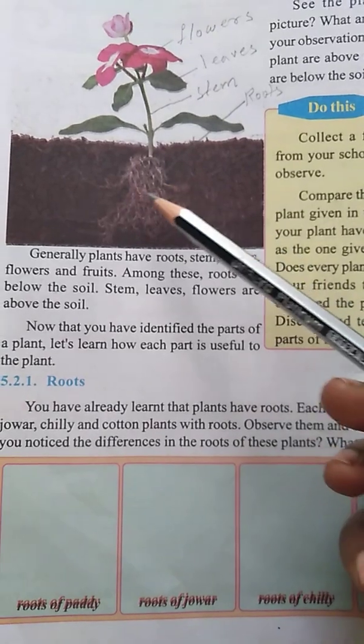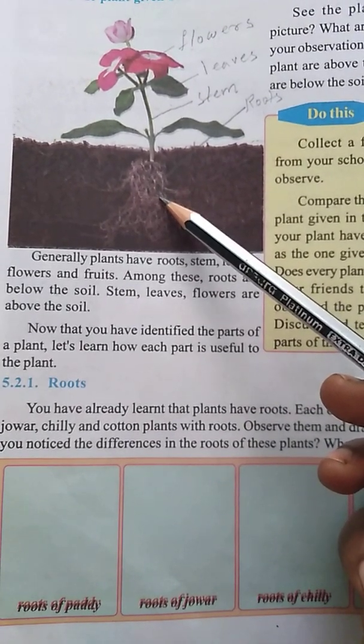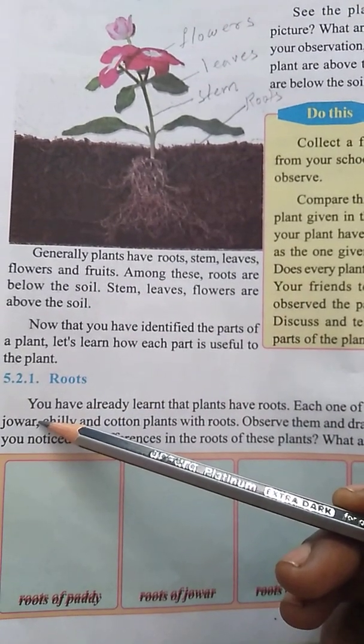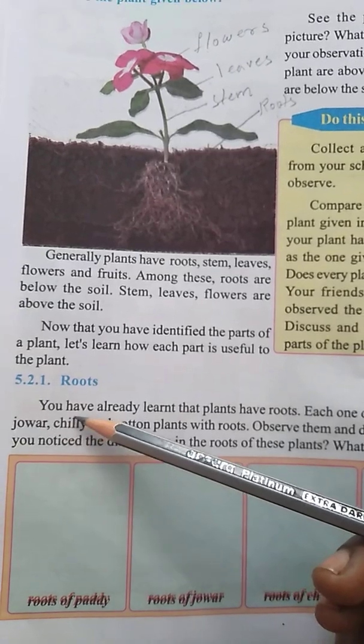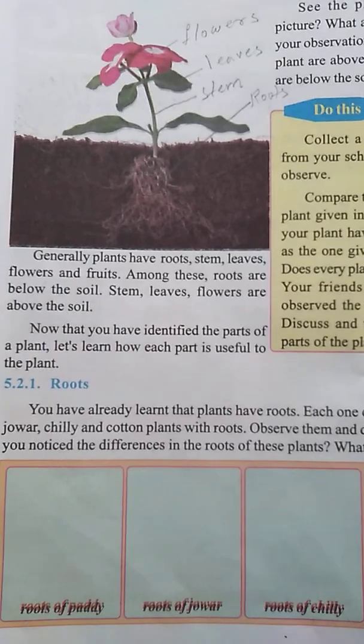Are all these roots the same? Do they look the same? No. Some roots are very weak and very thin in size. Some roots are very strong. That's why they told us to collect them here.